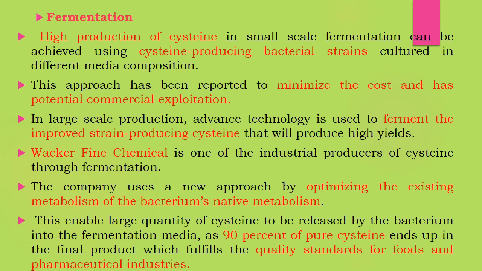High production of cysteine is obtained by using some bacterial strains, and also some genetically modified microorganisms are being used for commercial production. This approach is very good when compared to either chemical conversion or keratin hydrolysate conversion. Especially there is a chemical company going for industrial production of cysteine through the fermentation process. Wacker Fine Chemicals has been going for this production, and the obtained cysteine is almost 90% pure.